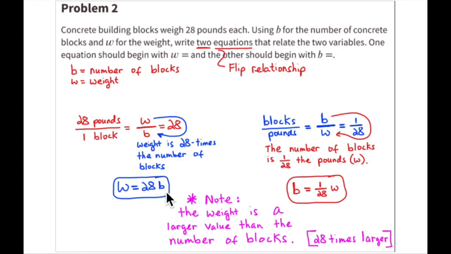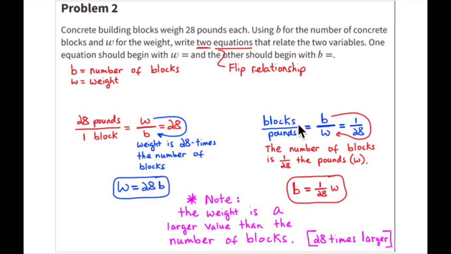So if I have 2 blocks, that's 56 pounds. 3 blocks, that's 84 pounds. 4 blocks, that is 112 pounds, I believe. 4 times 20 is 80. 4 times 3 is 32. Add those together, that's 112. So notice that the weight is a number that's much larger than the number of blocks. That's because each block weighs 28 pounds. The weight's going to be 28 times the number of blocks.